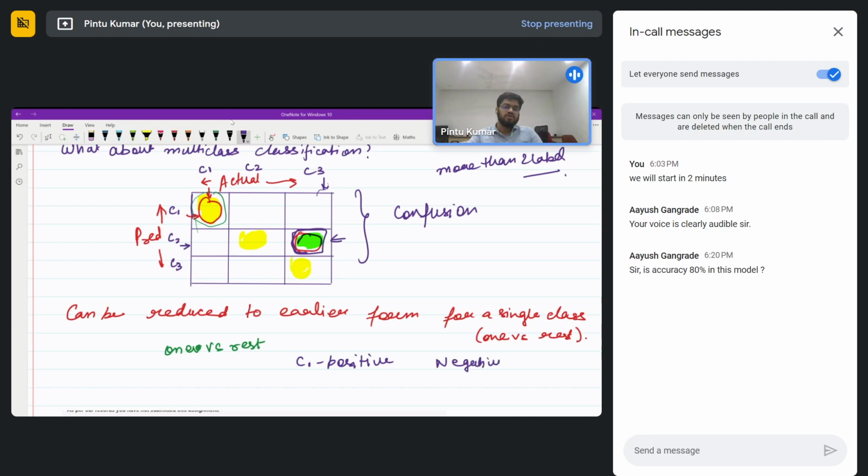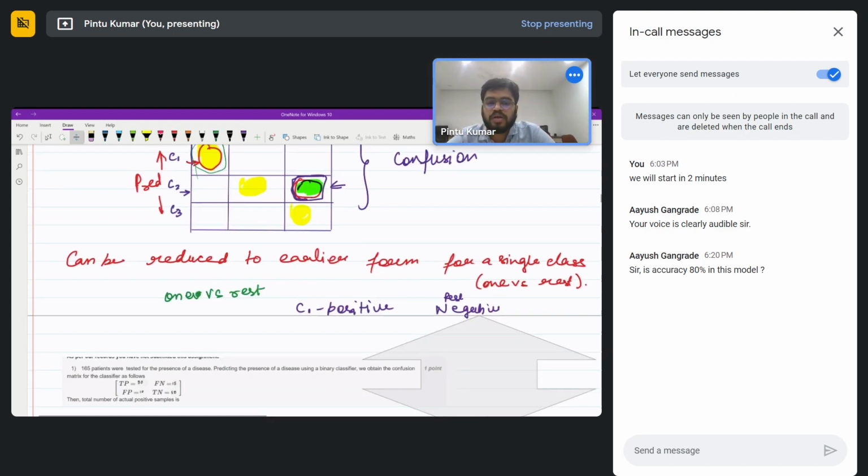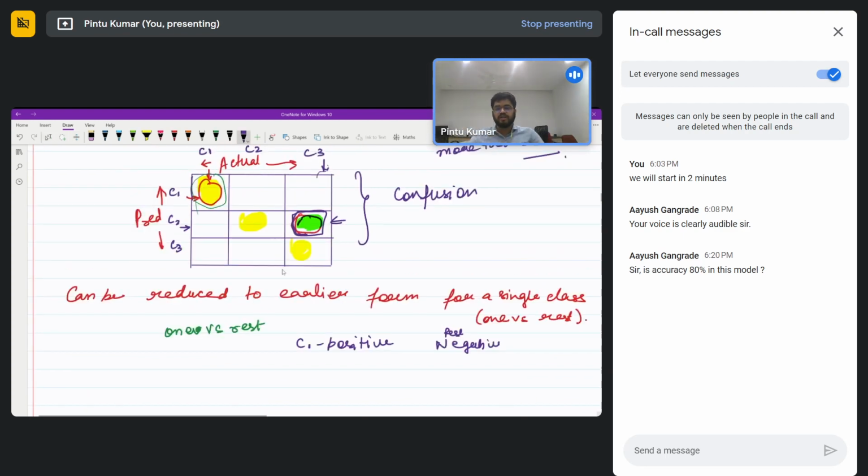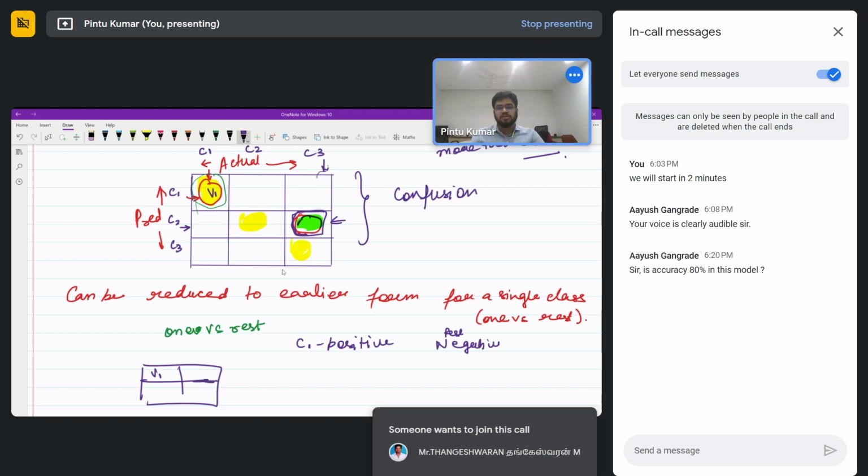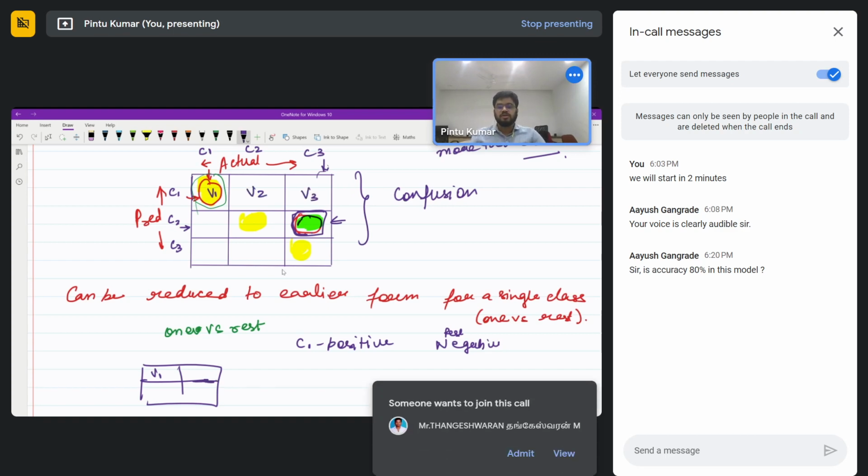How would that matrix look? If you compare it to this particular matrix, its first position will be the same as this matrix, right? This value, let's say this is V1, will be the same. Here, let's say this is V2, this is V3, then you will have V2 plus V3, which is your false positive.